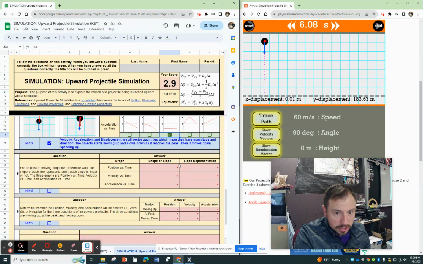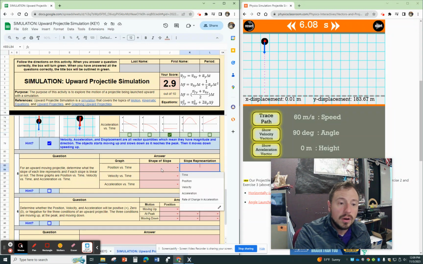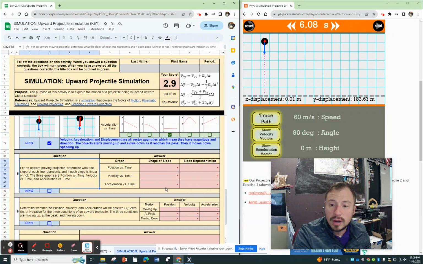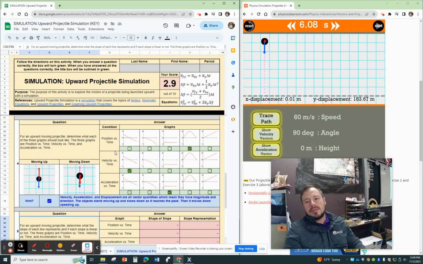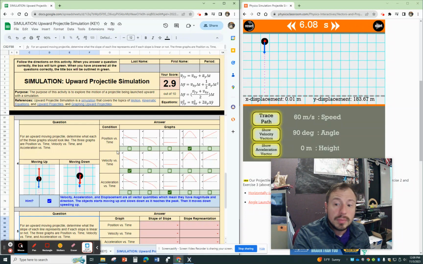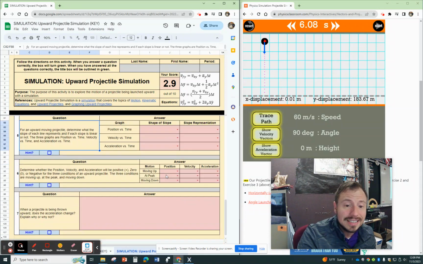Then just tell me what the shape of the slope is for all the graphs and what they represent, right? And it all has to do with the rise over run. I sort of went over that, right? So the slope of a position versus time graph is the velocity. Slope of a velocity versus time graph is the acceleration. Slope of an acceleration versus time graph is just my rate of change of acceleration. How much is my acceleration changing? The acceleration is not changing.